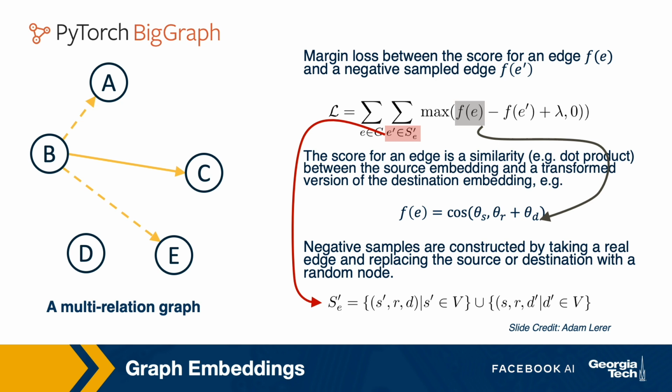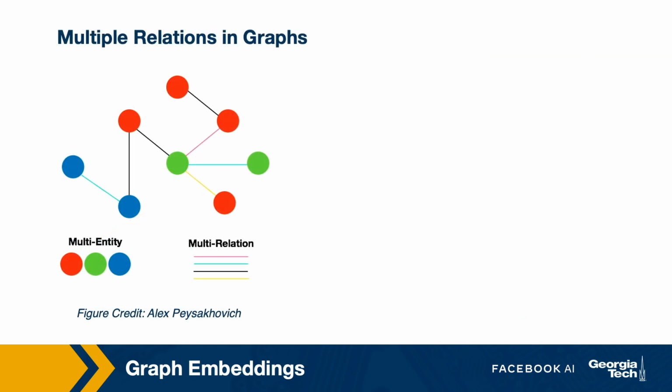Let's take a particular edge here, the edge B to C. The loss function is saying that we want the distance between the vector B and the transformed vector of C to be close, and the distance between vector B and the transformed versions of A and E to be large, as there's no edge between them. Similarly, we do this again for positive edge B to C and negative edges A to C and D to C. The loss can again be optimized by SGD, and this is how the graph node embeddings and parameters of the relation transformations are learned. So here are the different types of relations that we support in PyTorch BigGraph.